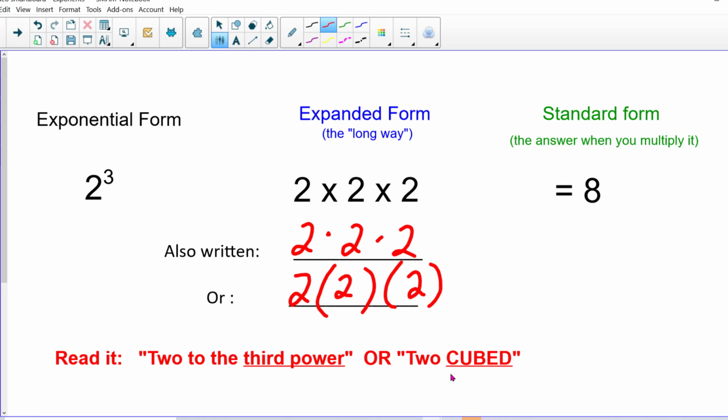Notice there is a second way that I can read a number to the third power. So this can be read 2 to the third power, or also 2 cubed. So just like when it was to the second power was called squared, this one is 2 to the third power, or 2 cubed. Because think of a cube. It has 3 dimensions, right? Length, width, height. 3 dimensions. That's why it's called cubed.